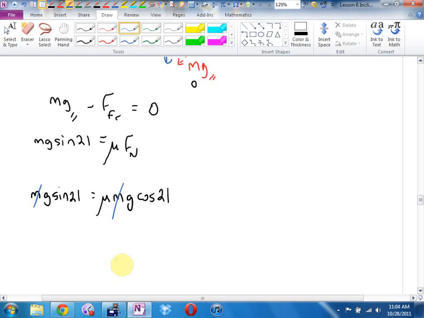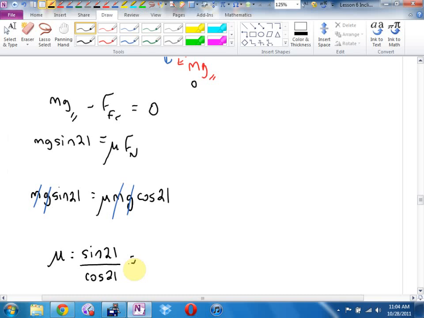In fact, seems to me the coefficient of friction is sine 21 divided by cos 21. And Matt, you did math 12 last year. Do you remember what sine over cosine was? Turns out it's just a tangent. They don't know that yet, so we won't scare them with it.